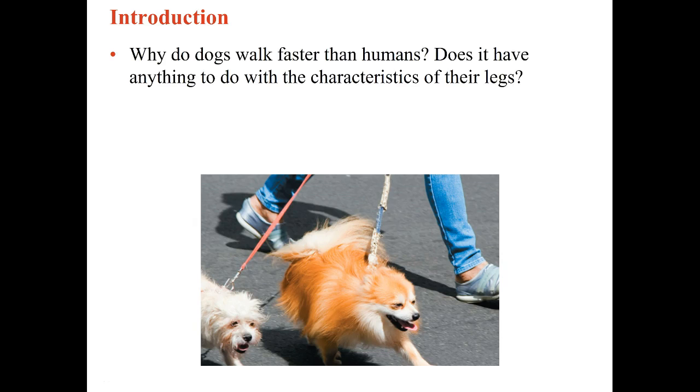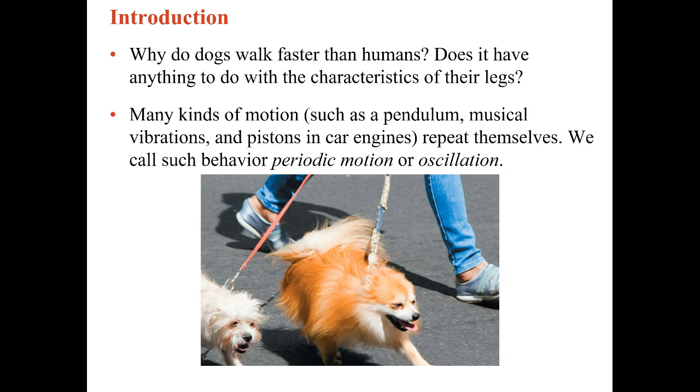So one question you might ask is, why do dogs walk faster than humans? Why do children walk faster than adults? Does it have anything to do with the characteristics of their legs? And so these types of motion that repeat themselves, such as pendula, musical vibrations, car engines, etc., these are all periodic motion or oscillation.